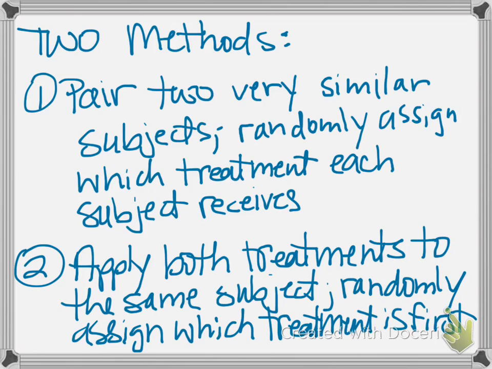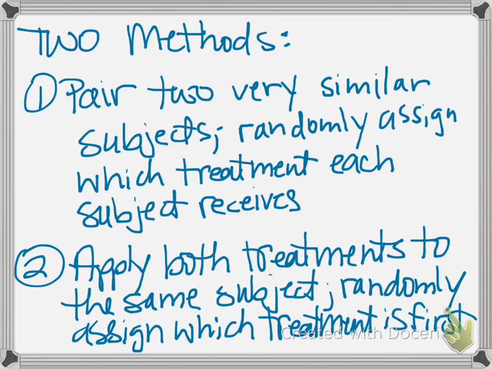So again, method one, you pair two similar subjects, and then once you've paired everybody off, you're going to randomly assign which subject in that pair gets which treatment. And again, there's only two treatments, so once you've assigned one member of your pair to get a particular treatment, then the other person in that pair is stuck with the other treatment. So that's method one. Method two for this matched pairs design is a little bit different.